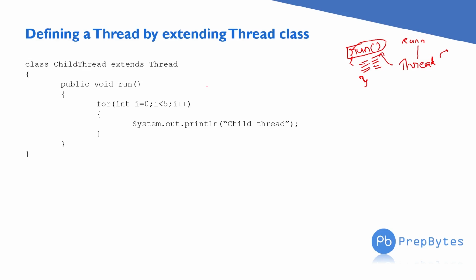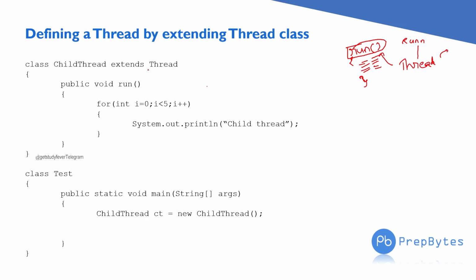So this will override the run method of the Thread class. Now I will create a class Test. This will contain my main method, and in this main method I will declare and initialize the object of the child thread.